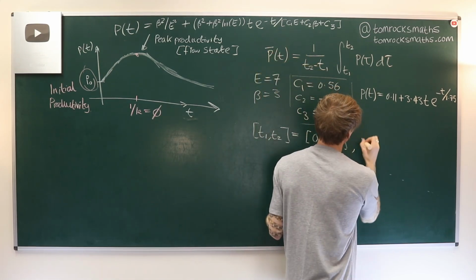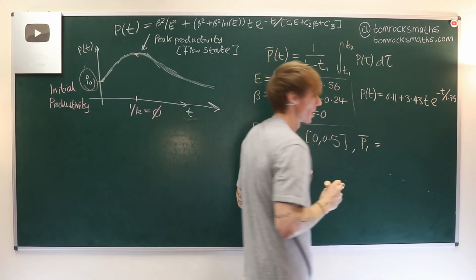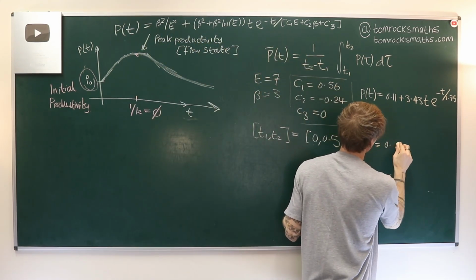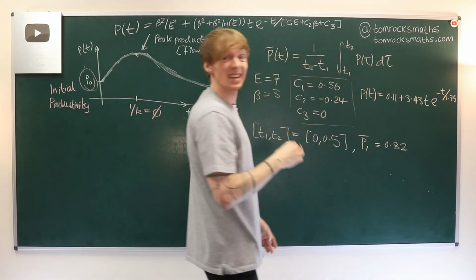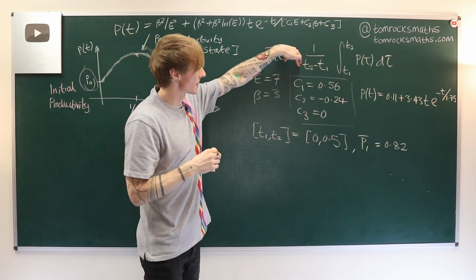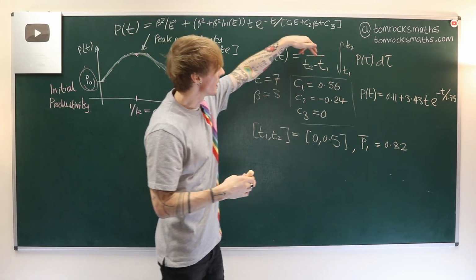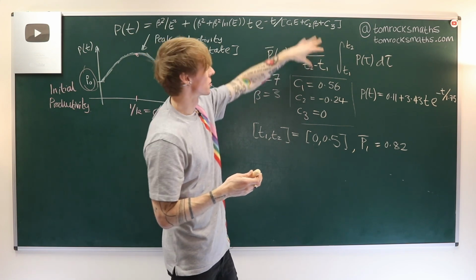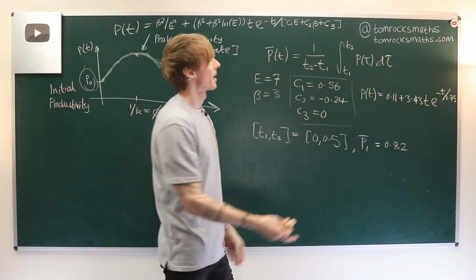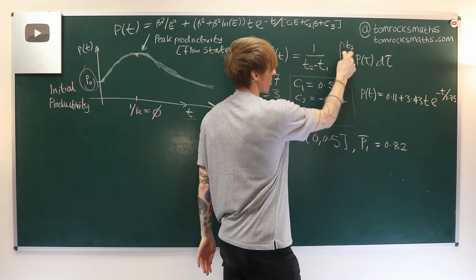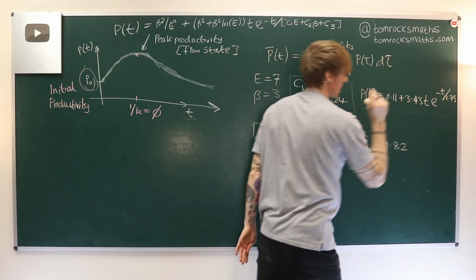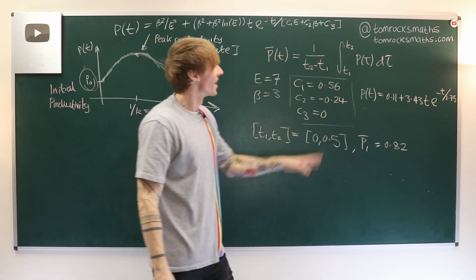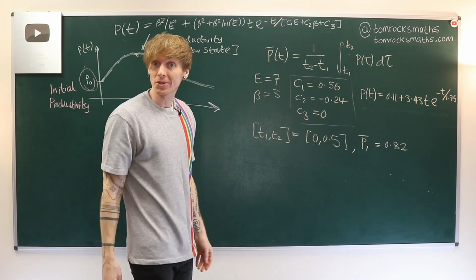And for this, I'll call it p1 bar. We're going to get a value here of 0.82. So just to clarify, what we're doing there is substituting in t2 to be 0.5, t1 is 0, so that gives us 1 over 0.5, so that gives us a factor of 2 in front of the integral, and then we integrate from 0 to 0.5 this function here. So of course this is done numerically, which is why I haven't written the whole thing out. So we're going to integrate that, and we're going to get an answer there of 0.82.